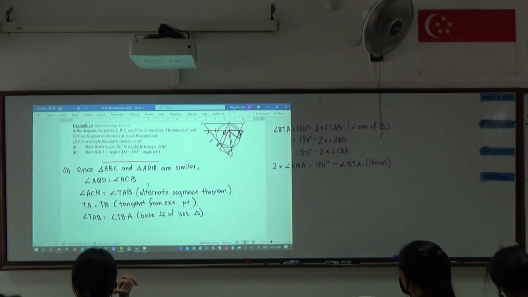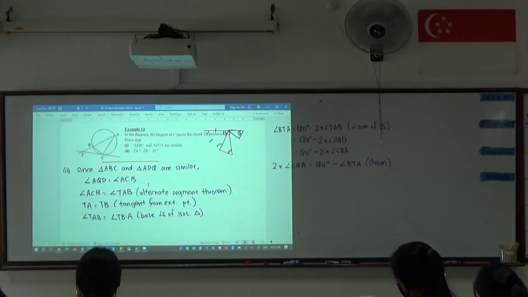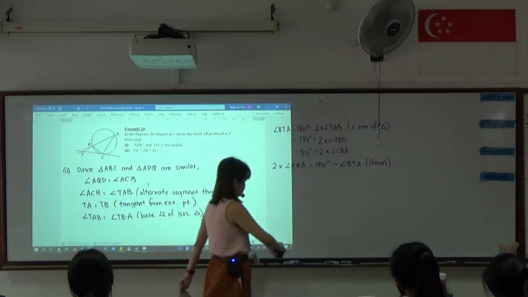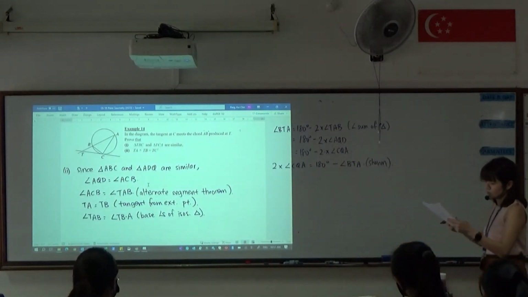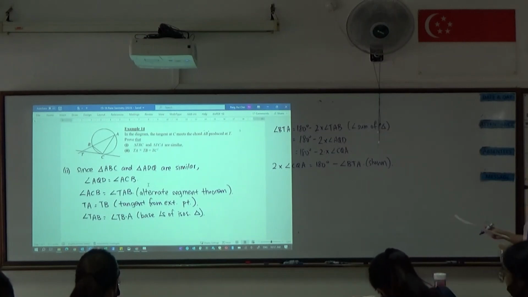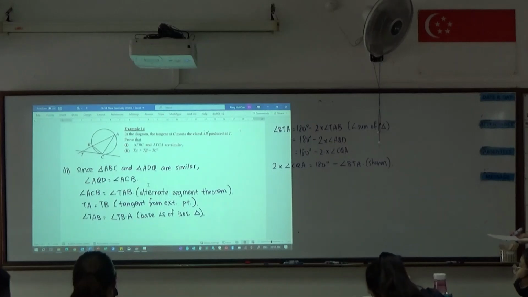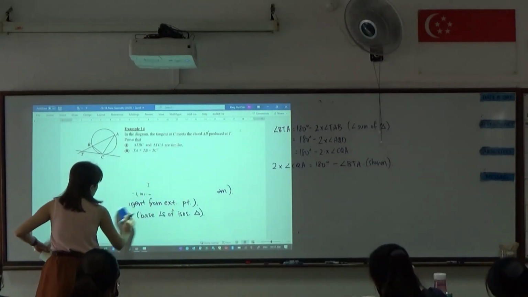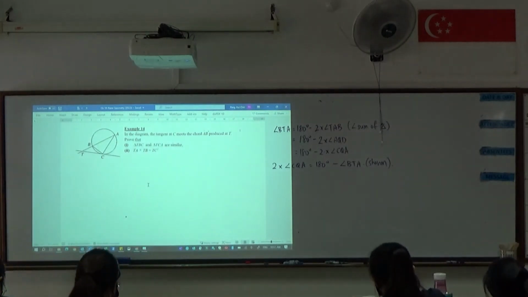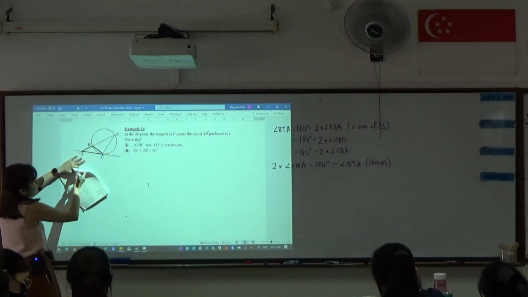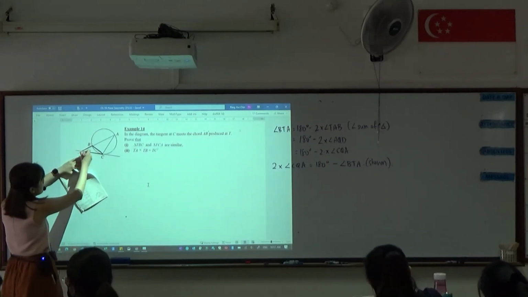Check through our answer for example 14. We are given a diagram whereby there's a tangent at C meeting the chord AB, which is being produced up to T. We want to prove that triangle TBC, which is this triangle here, is similar to triangle TCA, which is the bigger triangle, this one over here.